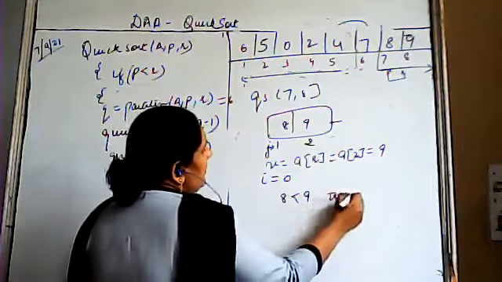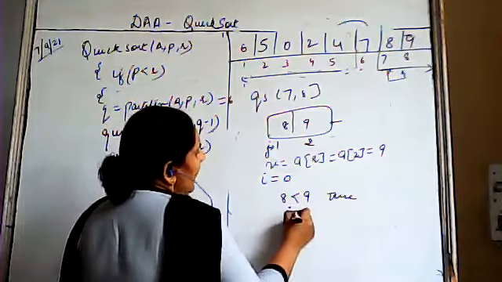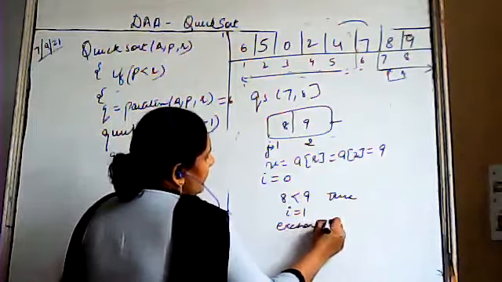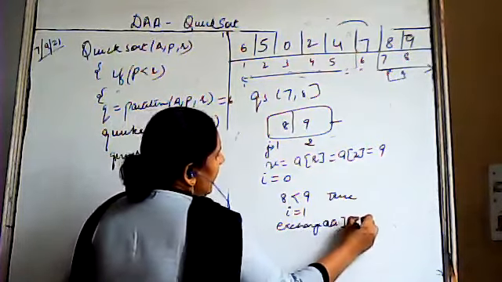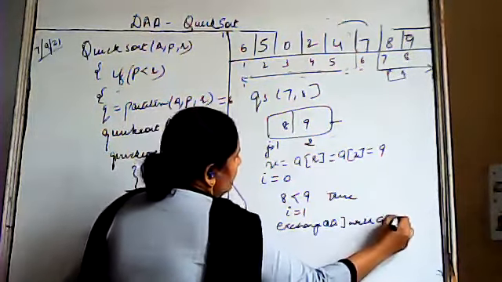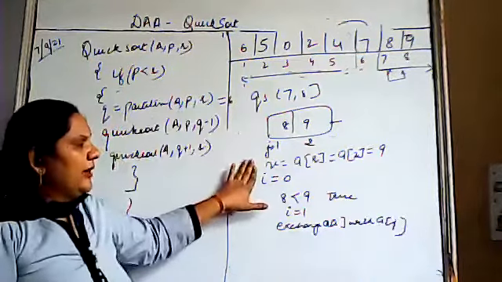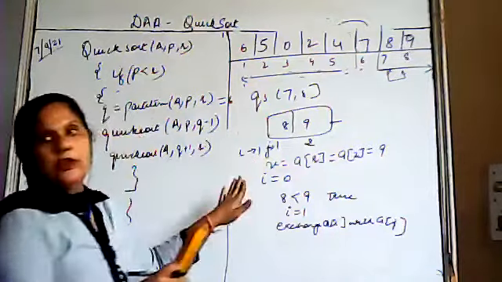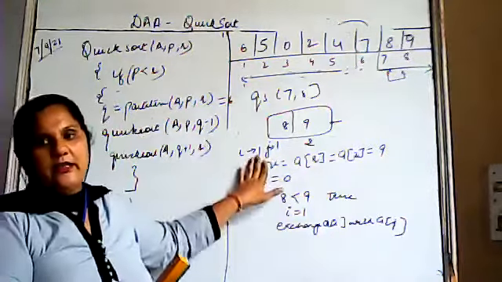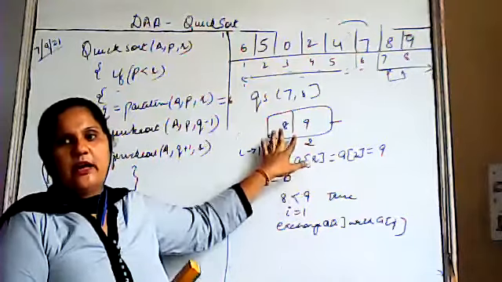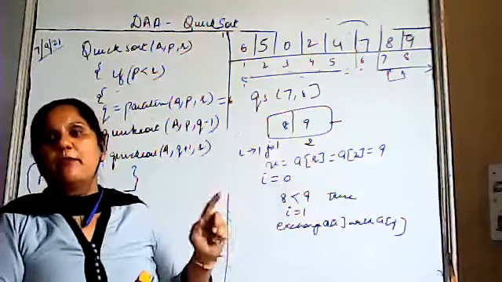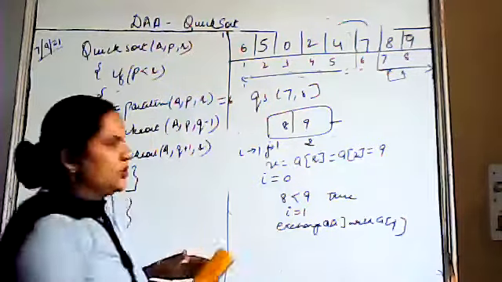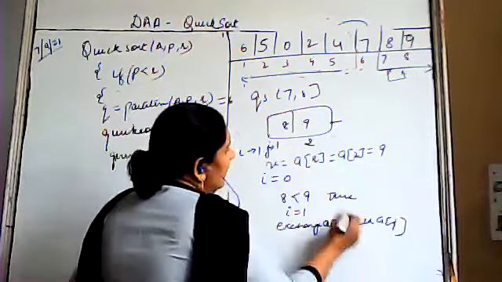Condition is true. Increment I, it will become 1, and exchange A of I with A of J. So that means your I has become 1. Both are pointing to the same position, I is equal to 1 and J is equal to 1. So no swapping will take place. The number 8 will be fixed in this position only, so 8 will remain here only.